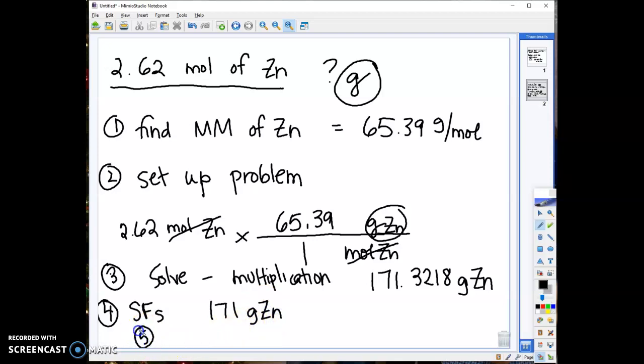My last step is to verify. And in this, you're looking at, does my answer make sense? So does my answer make sense? So I look up at what I'm given, 2.62 moles of zinc. I look at my molar mass, around 65 grams per mole.